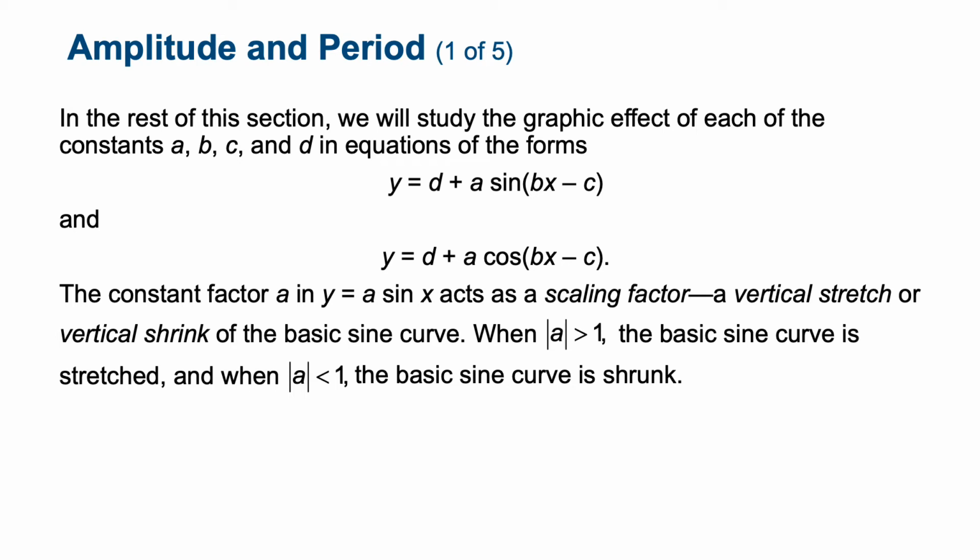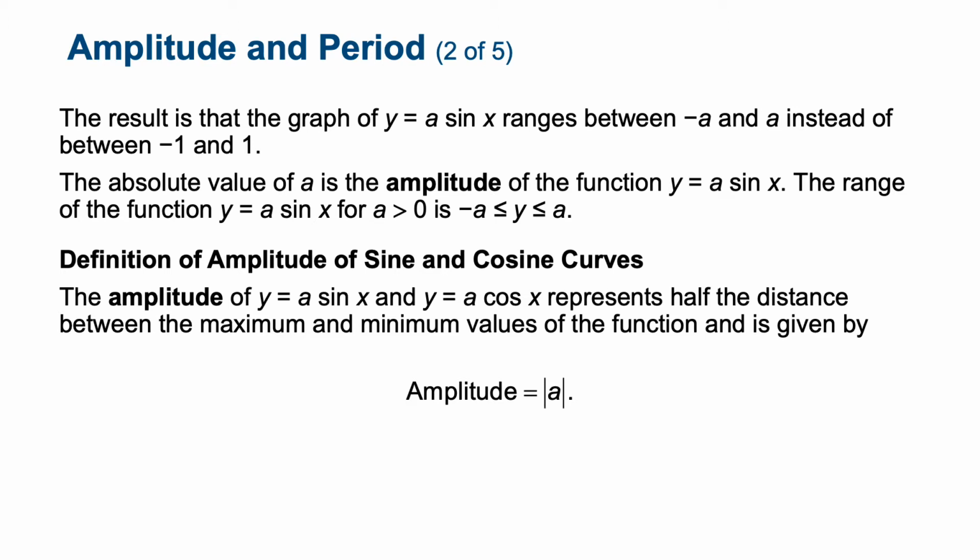So a, this factor a is in front of sine and cosine. It's a scaling factor. It's a vertical stretch or shrink depending on what the value is. So when the absolute value of a is greater than 1, it's a stretch, right? And when it's less than 1, it's a vertical shrink. Okay, so what's the result? So the result is that the graph of y equals a sine of x, where a is some number, ranges between negative a and a instead of between negative 1 and 1.